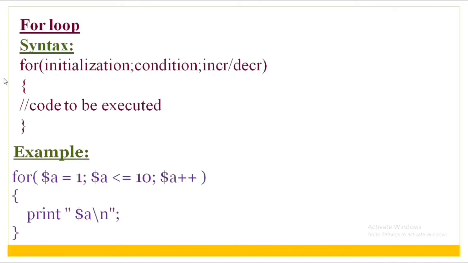Okay. If you look at the syntax: for open, code to be executed, close the for loop. Okay. Example is for a equal to 1.